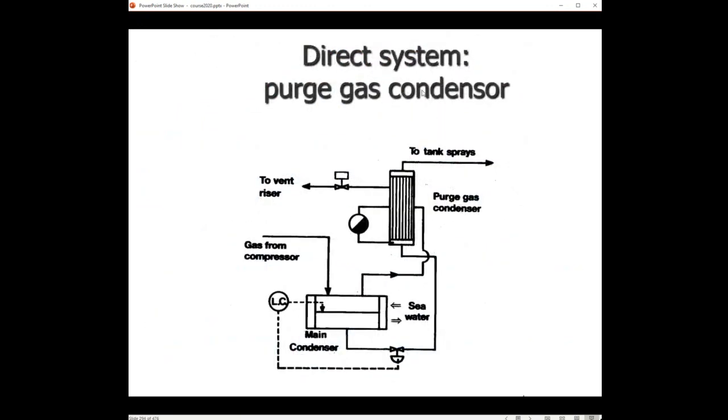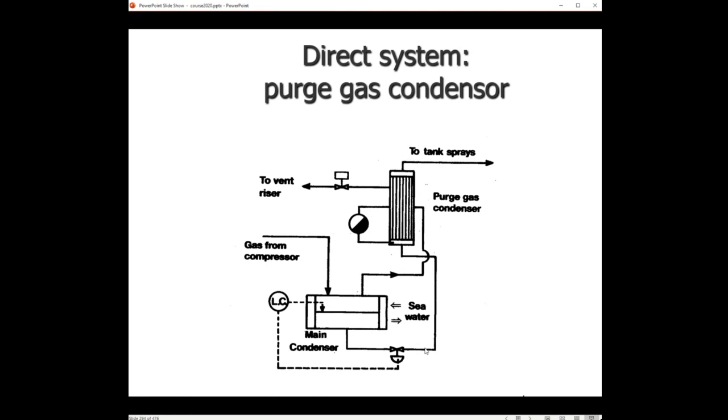Now, on some systems, you have an additional condenser. What will happen in our condenser? This is our main condenser, which is fed with seawater, as on the previous drawings. What can happen here is that your cargo will condensate, no problem. Your liquid is sent to your liquid receiver, but there might be some impurities in your cargo, especially when you come from another cargo.